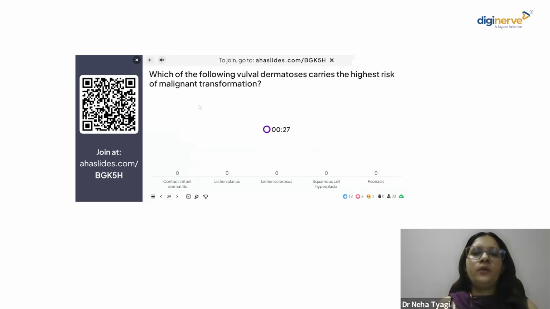Which of the following vulval dermatosis carries the highest risk of malignant transformation? Kindly mark your answers. Quick responses will also lead to a higher score.